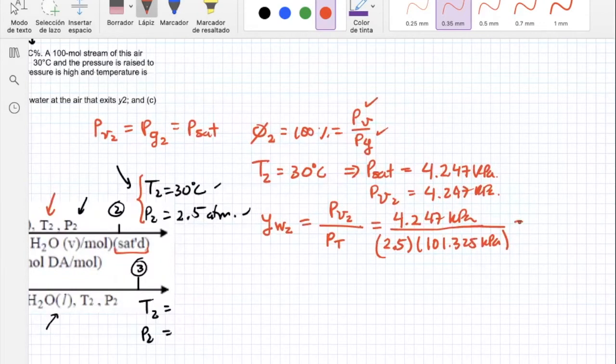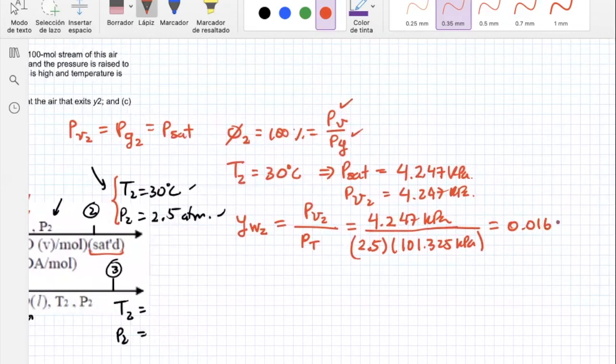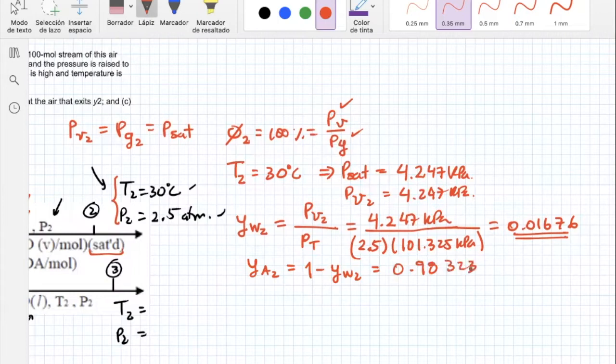I'm going to arrange this later. But so far, I have this value of 0.0201676. That's the molar composition of water at 2, and therefore I can already get how much molar composition of air I have in this same stream. In this one it's just 1 minus the molar composition of water. Therefore, this is 0.98323. This won't change.